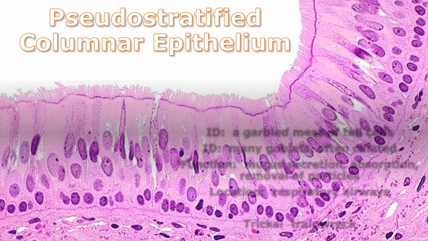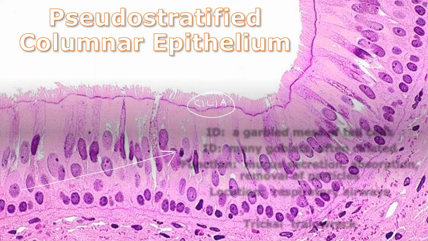Now this one's a little different. First of all, notice the cilia here on top sticking out into the apical surface. Try to shoot an arrow here now. If you shoot an arrow here, you hit some of the nuclei, but you missed a lot. It looks like there's nuclei on top of nuclei.